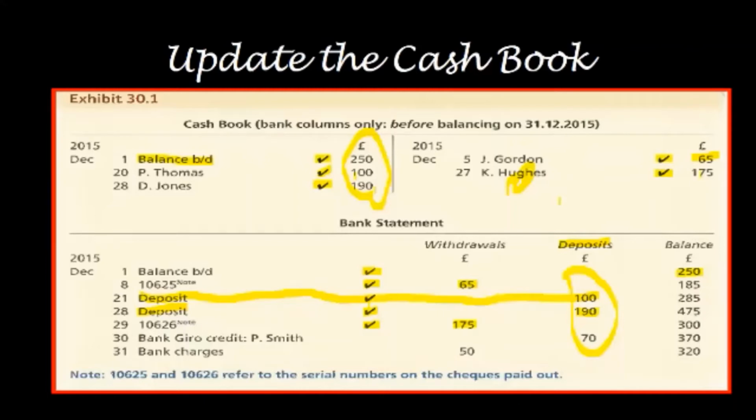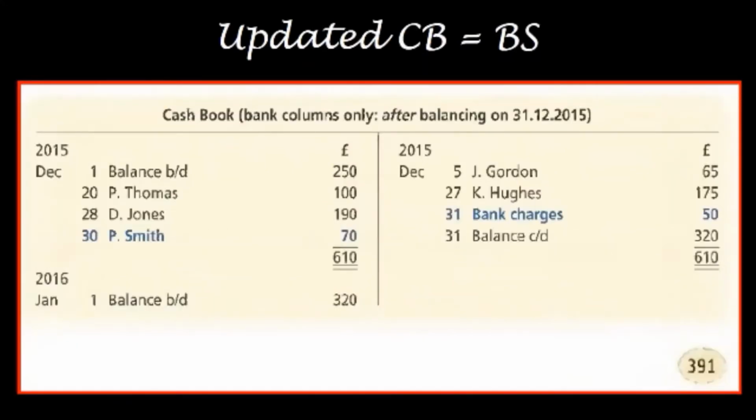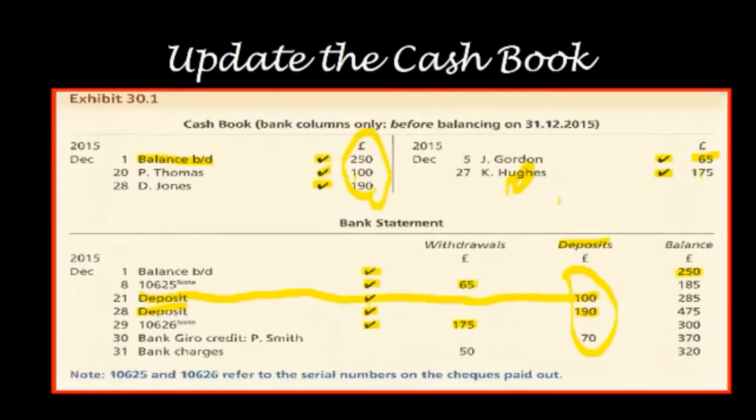So we realize now our bank statement has this 70 and this 50 that does not appear in our cash book, right? So what we will do is take it and put it into our cash book here. So we put in the bank charges on the credit side because that's a payment, right? And we put in the credit transfer from P. Smith, Bank Giro Credit P. Smith, 70, right? Oh, sorry, 50 is the bank charges, 70 is the credit transfer. We write them into the cash book and we take them off there.